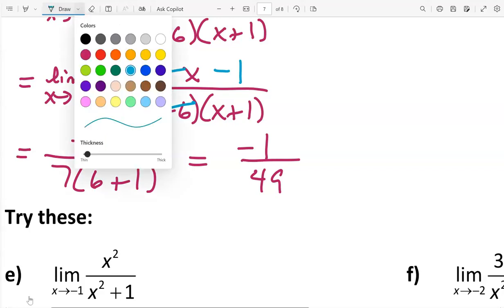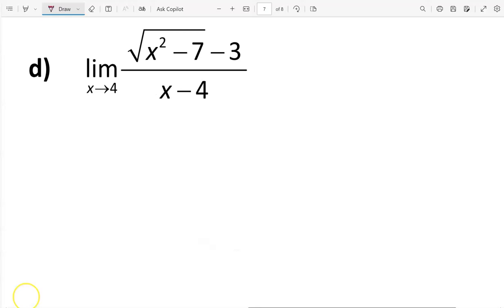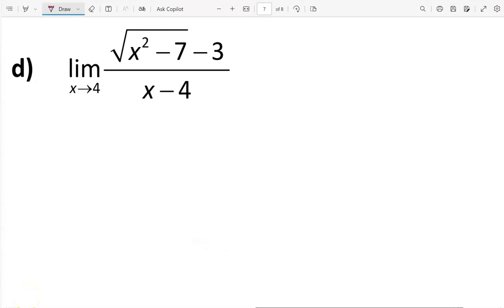Once we substitute in the values of x that the limit is approaching, then we can drop that limit notation. In D, we have a function that we're taking the limit of that is discontinuous at x equals 4, so we're going to try to remove that discontinuity, and we're going to use our conjugate technique here. So I'm going to multiply by the conjugate, which is the square root plus 3.